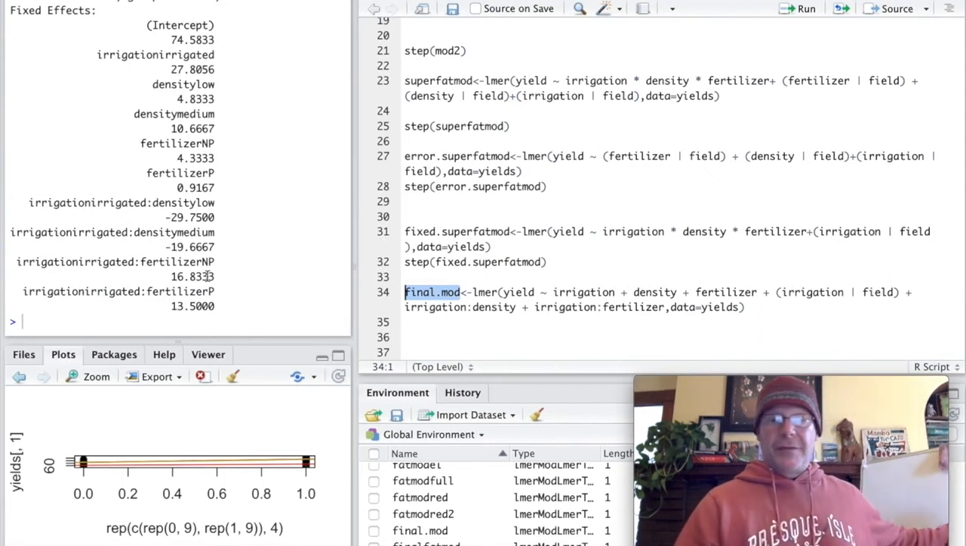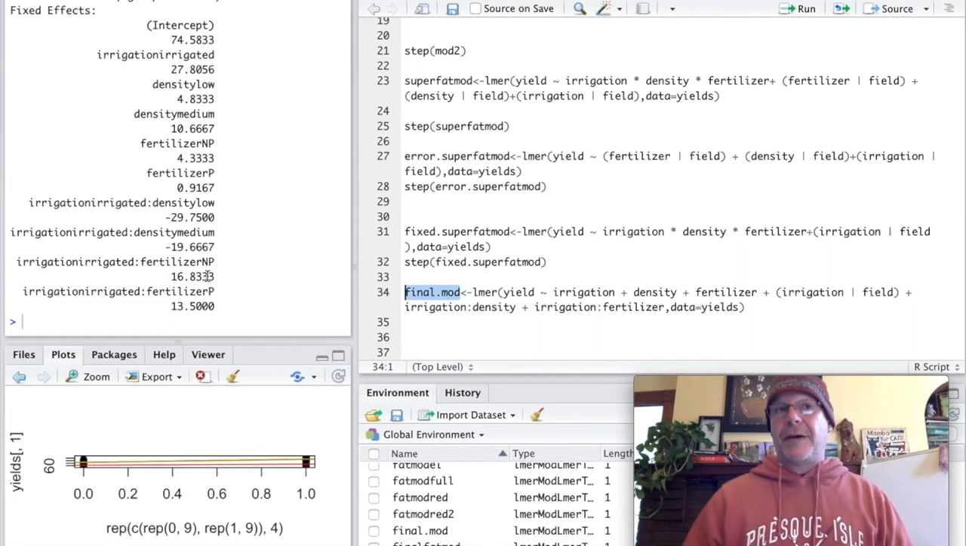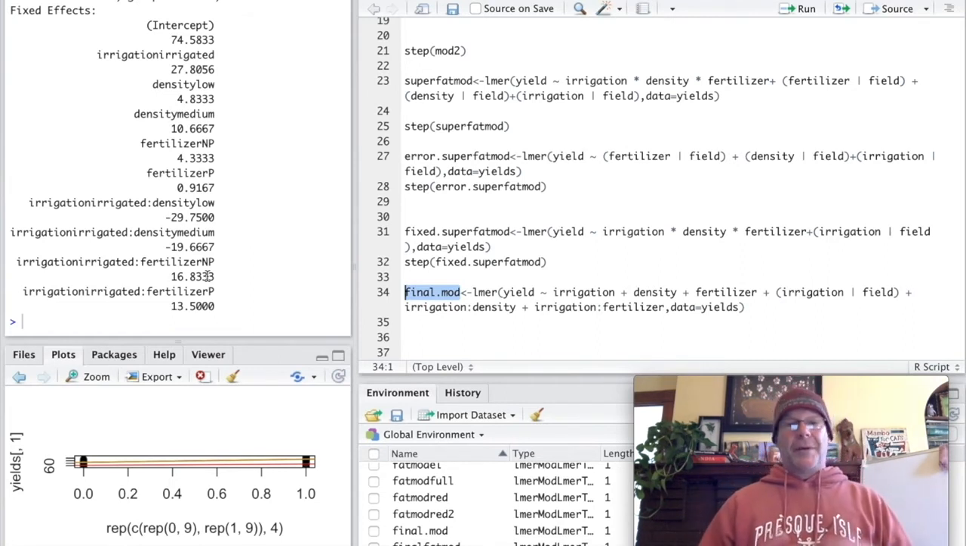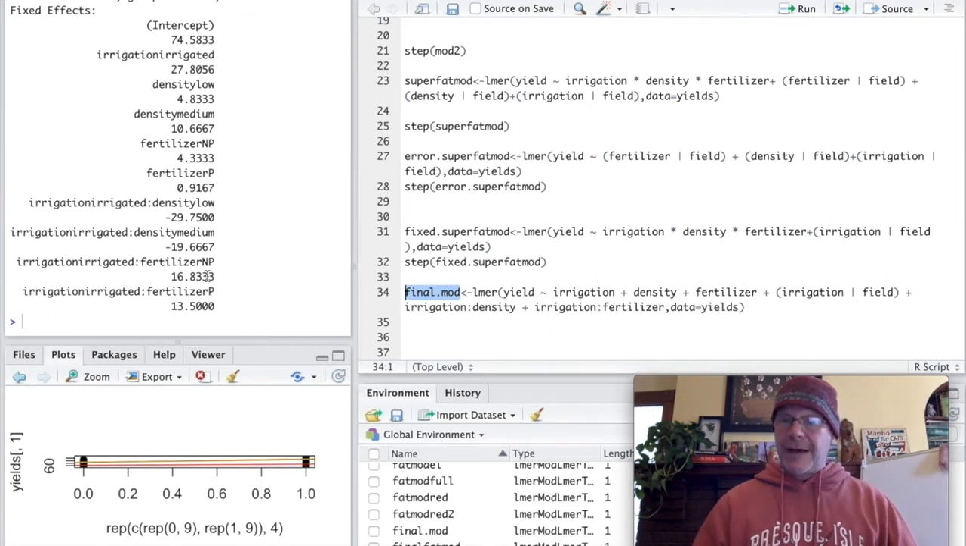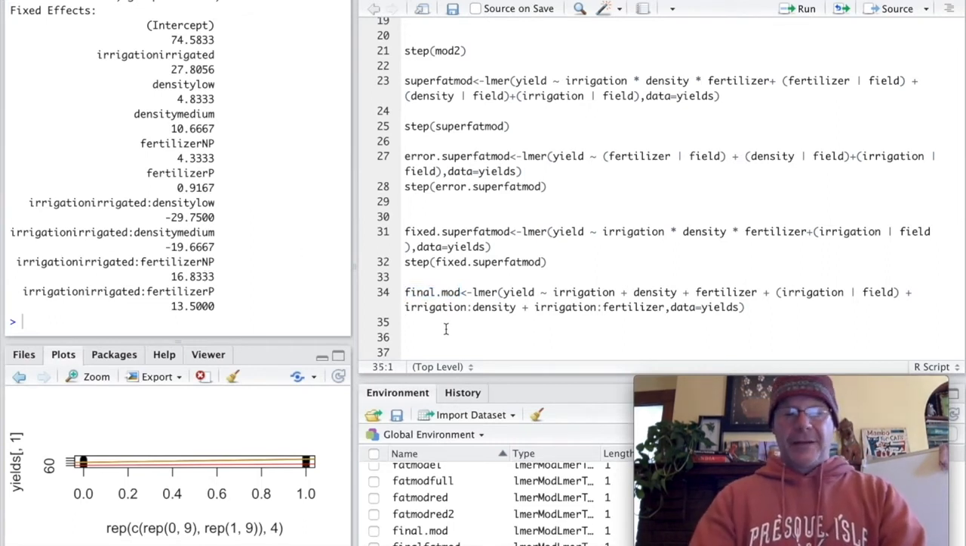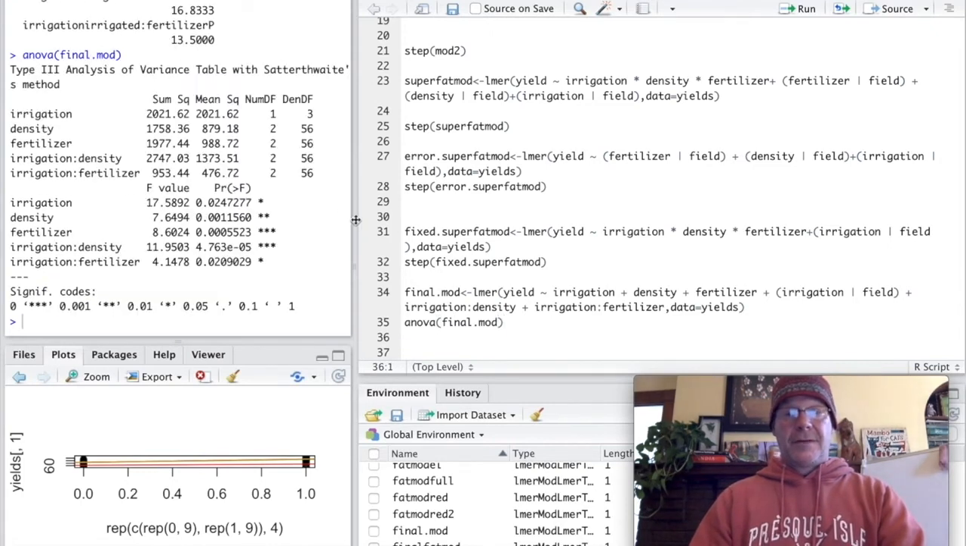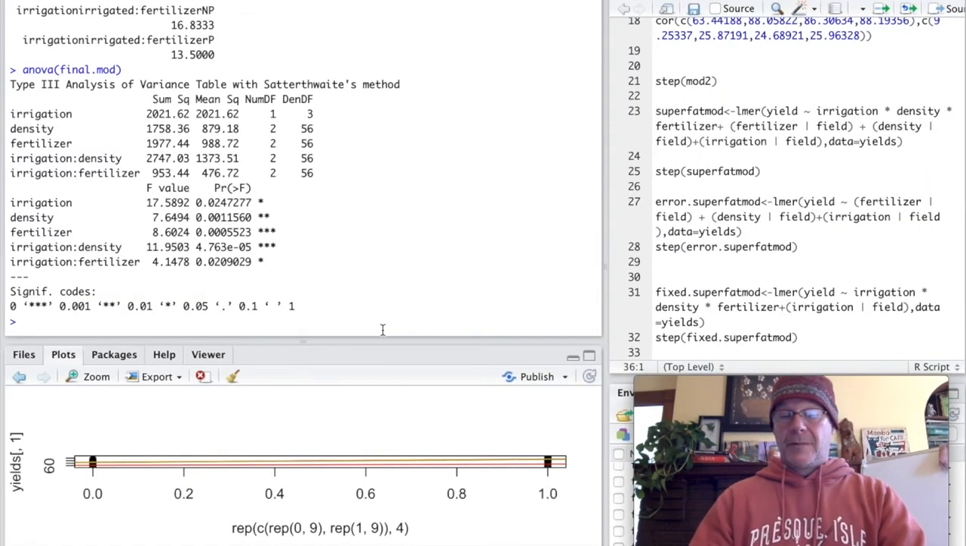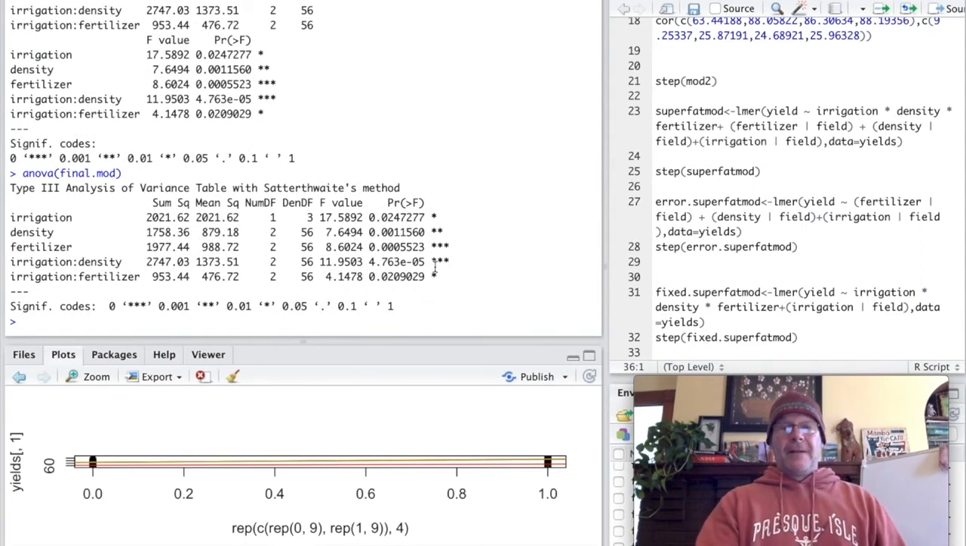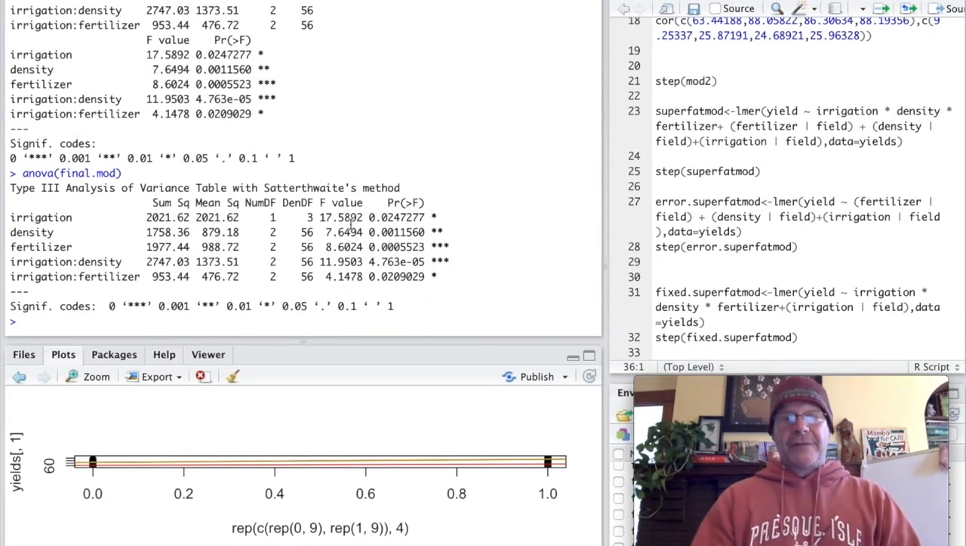So we could do the same trick that we did when we played around with factorial type designs before. We could look at the dummy coding that's involved with that, and we should be able to come up with a predicted value for each of those. And then finally, we could go ahead and do the ANOVA on our final mod. Looks like that. Okay. There's the hypothesis testing part.